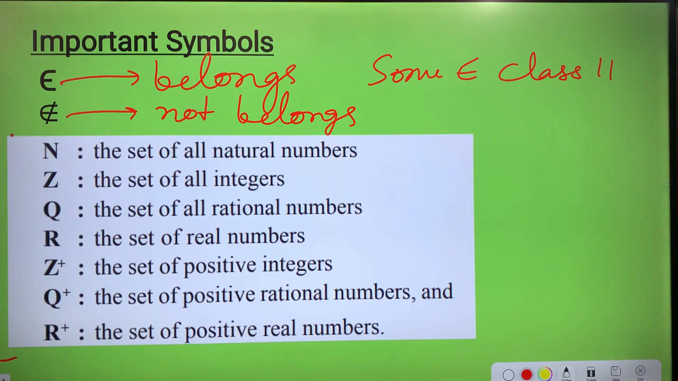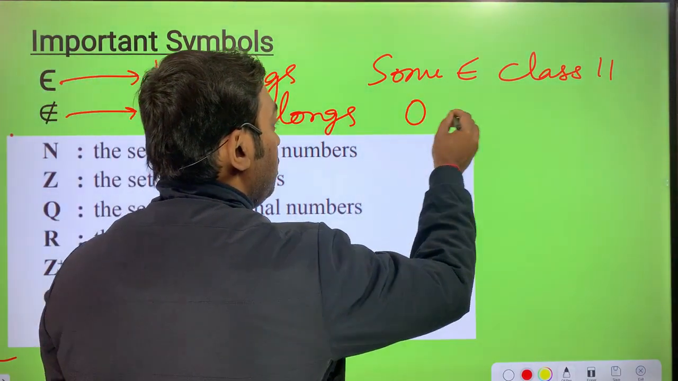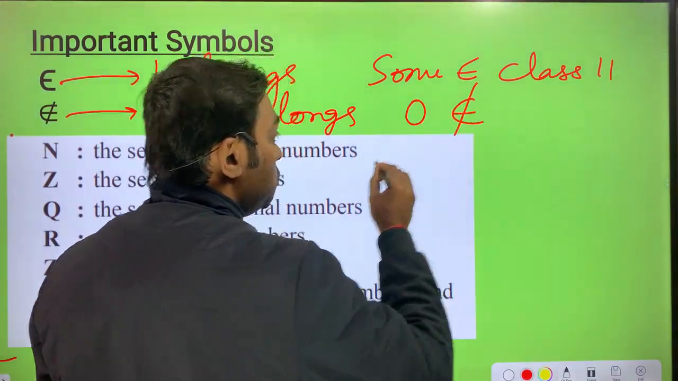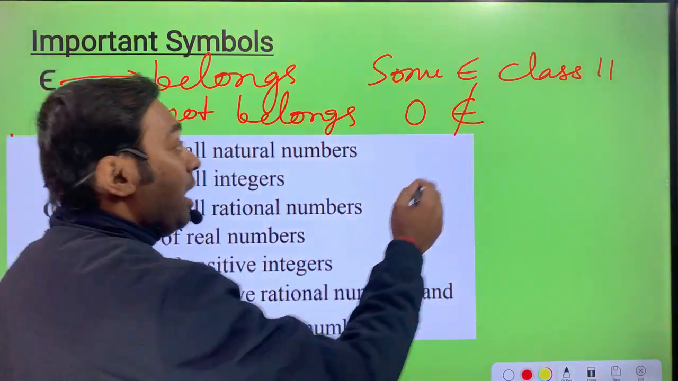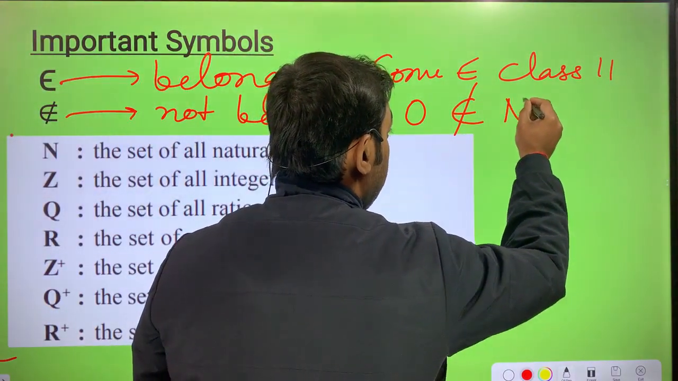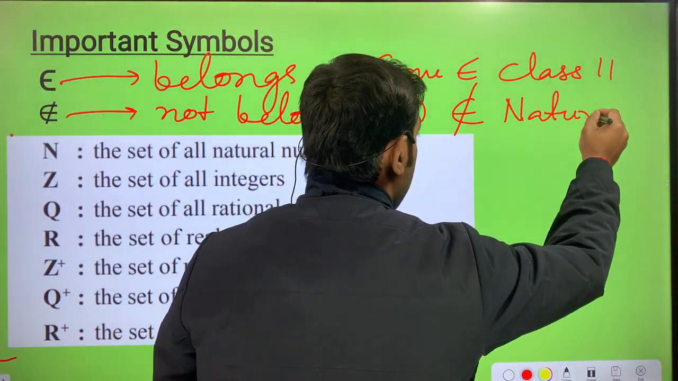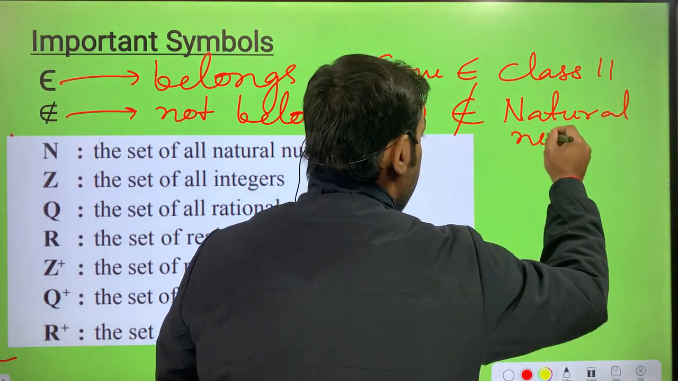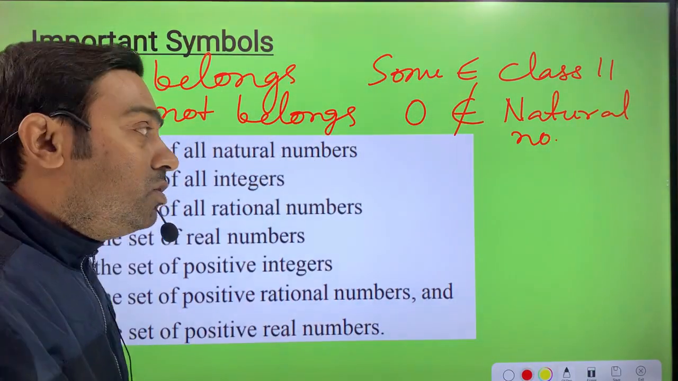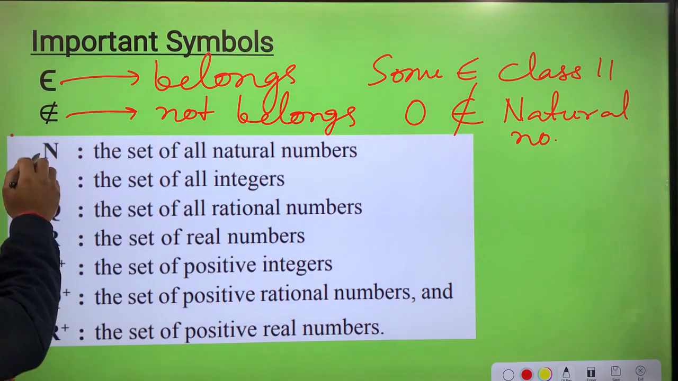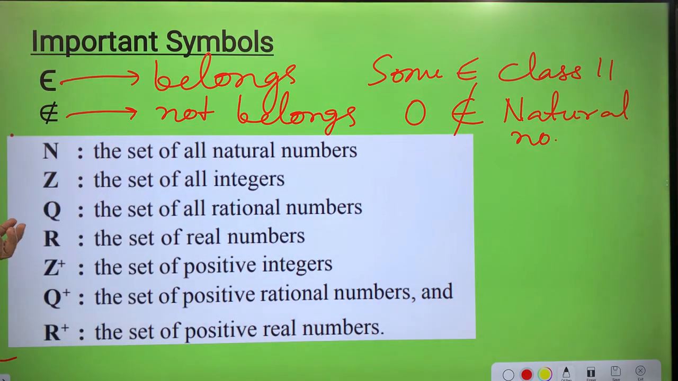It means I can say that 0 doesn't belong to the natural numbers. You know, counting numbers are 1, 2, 3 and so on. So these are some very important symbols that will be frequently used in set theory.